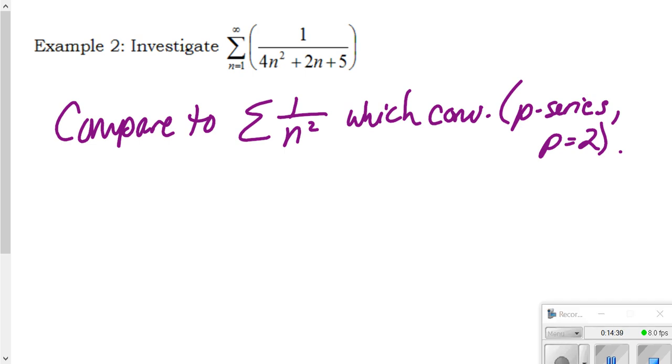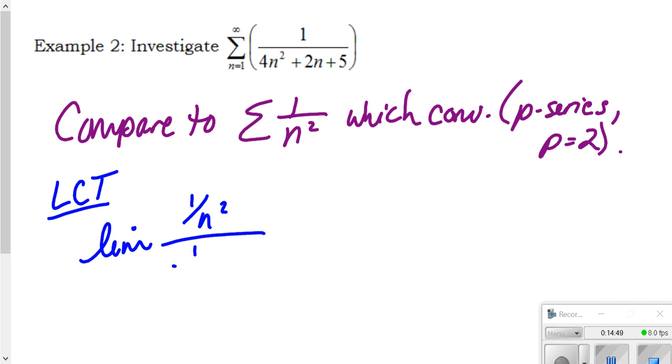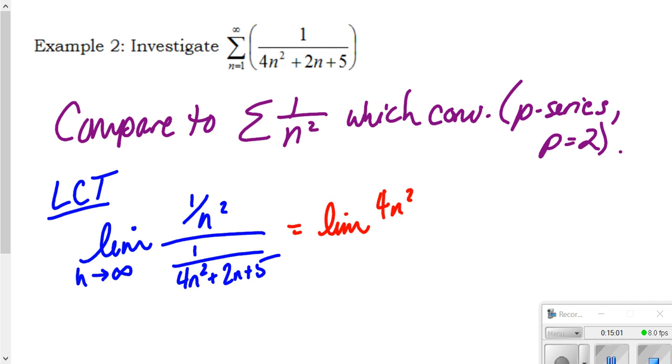Okay, so we're going to do the limit comparison test. And so I'll have the limit. Okay, let's think about how I want to do this. I want this simple guy here, and I want my actual problem here. So the big thing ends up being on top when I divide. So I'll have the limit of this over n squared.